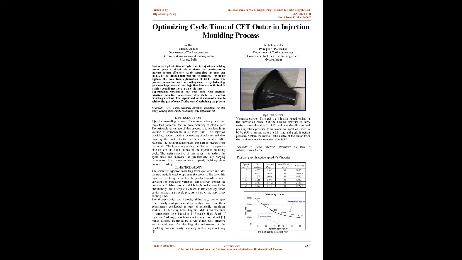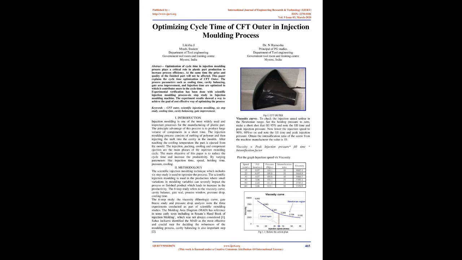2. Methodology. The scientific injection molding technique, which includes the 6-step study, is used to optimize the process. Scientific injection molding is used in production where small variations in molding variables can severely impact the process or finished product, which leads to an increase in the productivity.